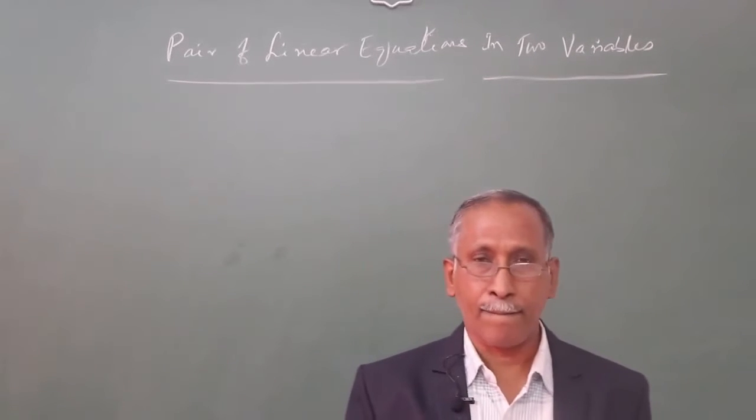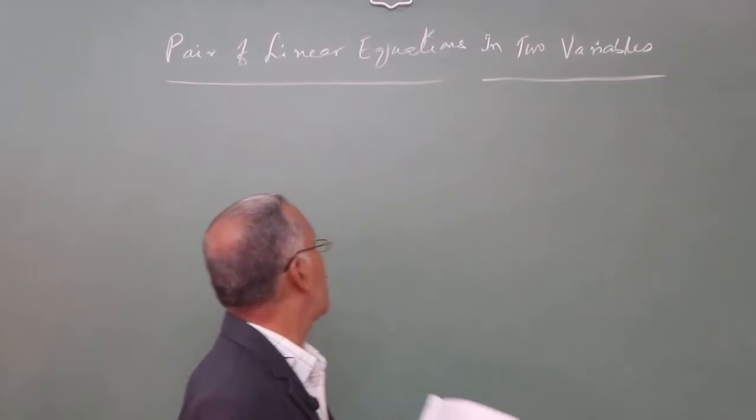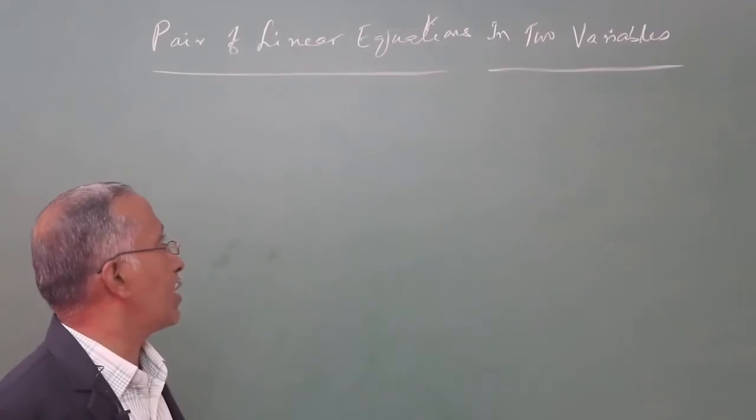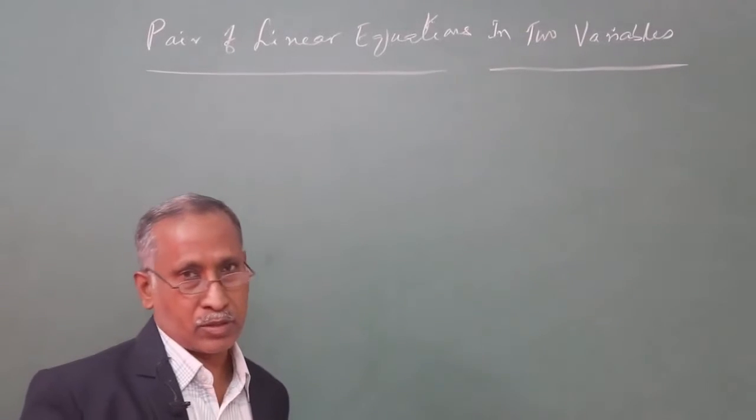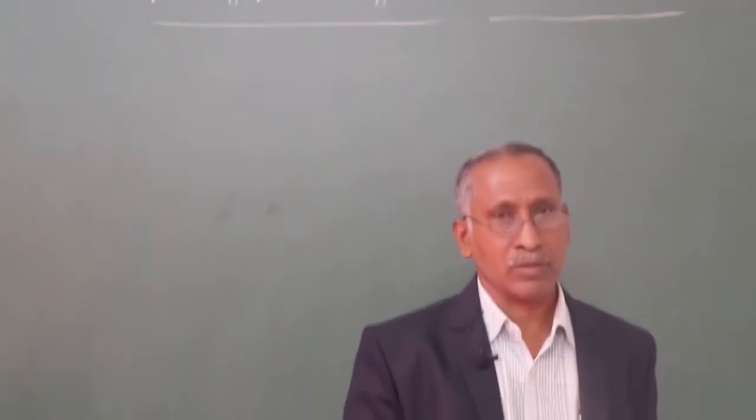Good morning, children. In the previous session, I started the chapter pair of linear equations in two variables. There, we have learned about the substitution method and the elimination method to solve the sums. Today, let us take some more sums and solve them by the cross multiplication method.